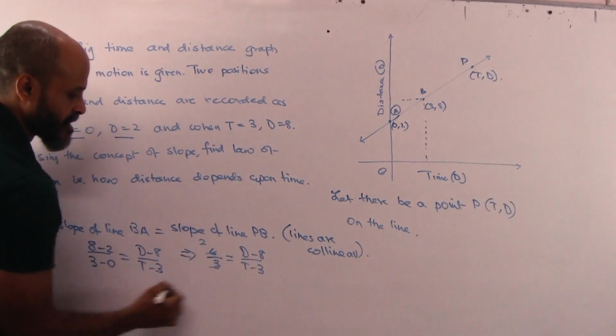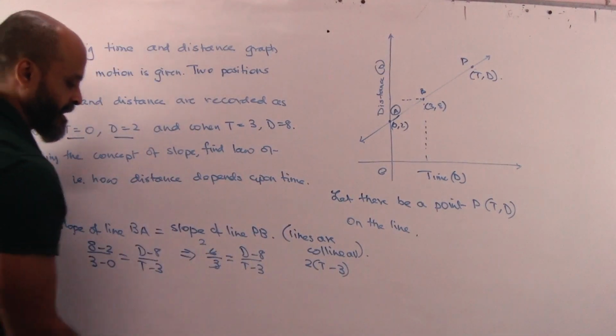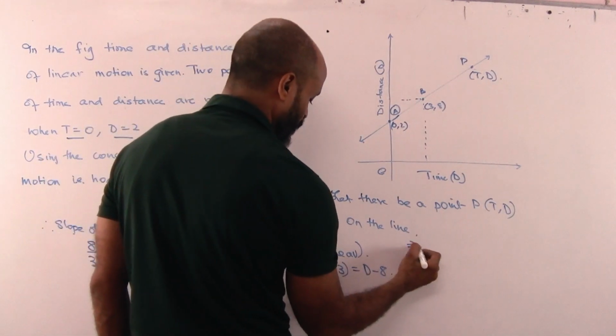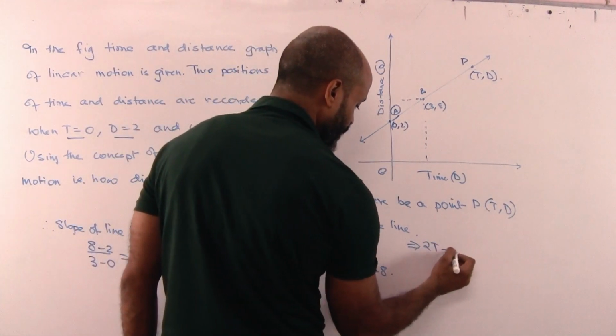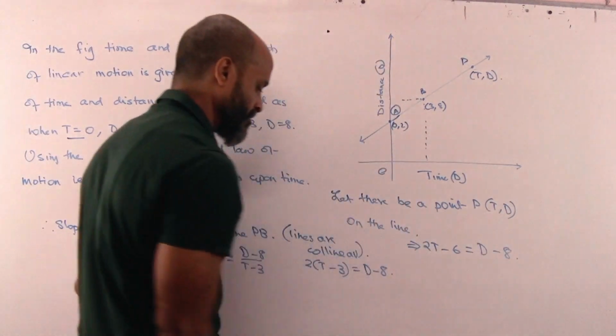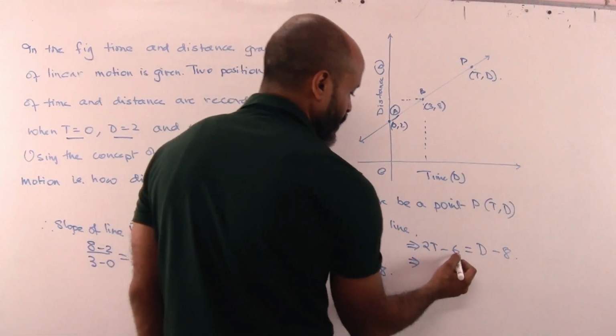So this will be 3 2s are 6, so this will be 2 into T minus 3. 2 into T minus 3 is equal to D minus 8. So that will be how much? 2T minus 6 is equal to D minus 8. Okay. So 2T minus 6 is equal to D minus 8.